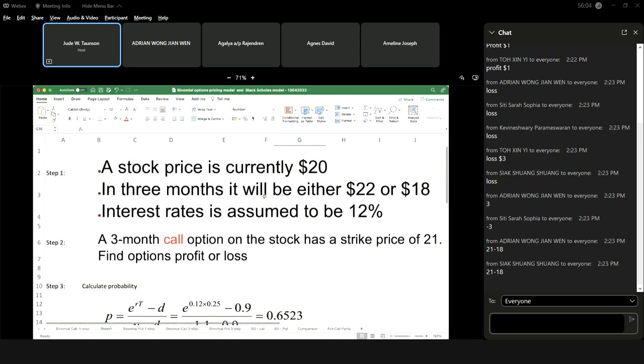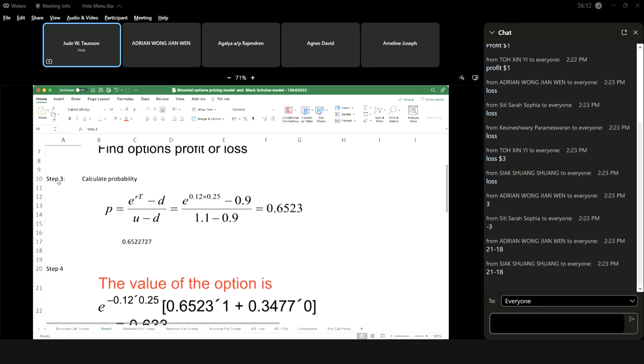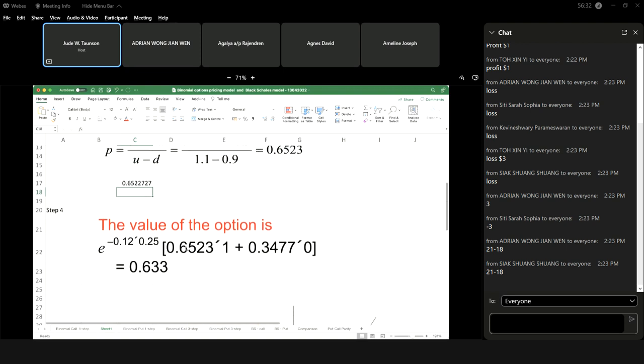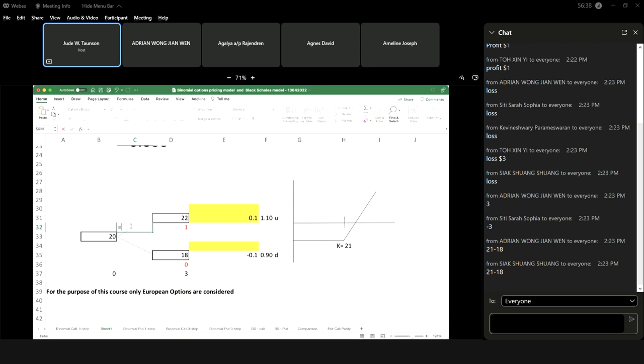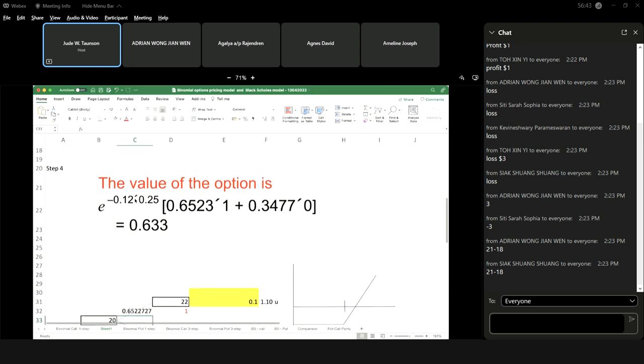Let's look again. We have done step 1, the U and D. Step 2, we have done. Step 3, yes, we get the probability. So please use this formula. Actually I don't know what the mistake was earlier on. So we put this value here, equal to this amount.